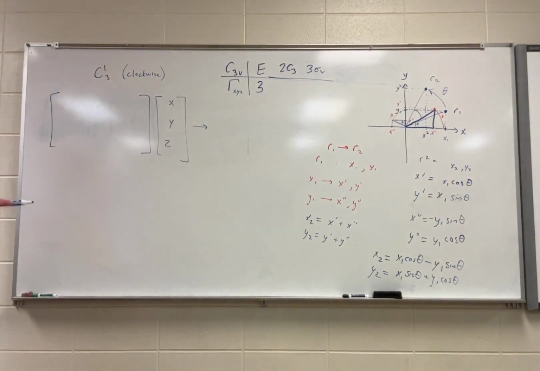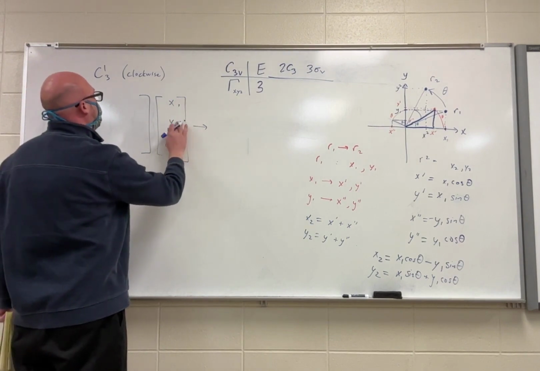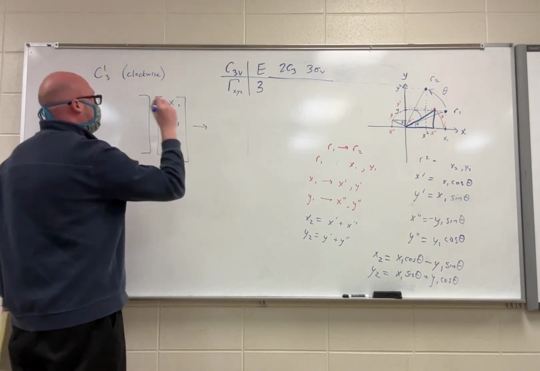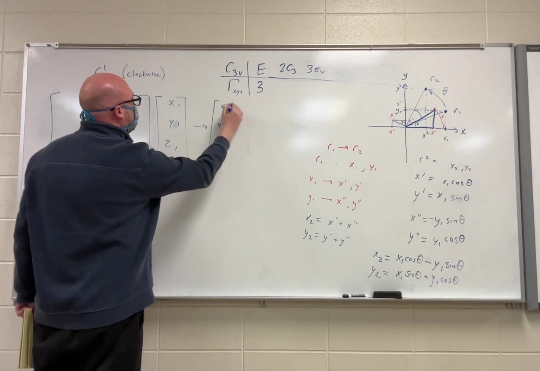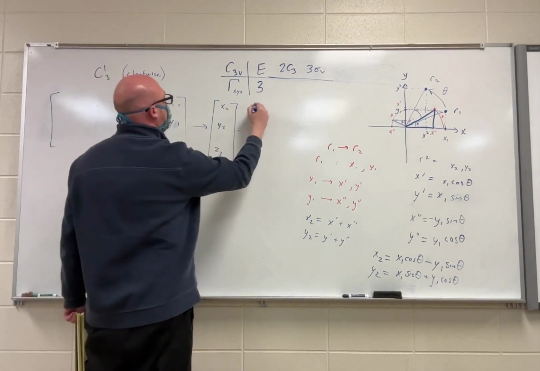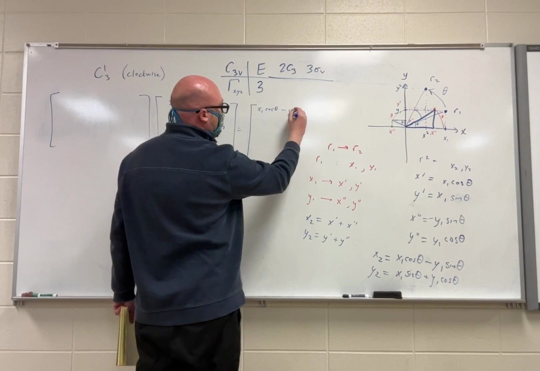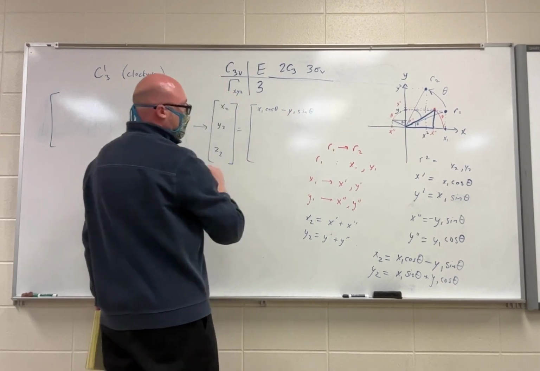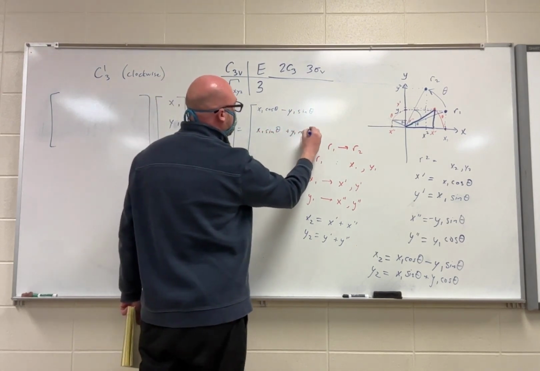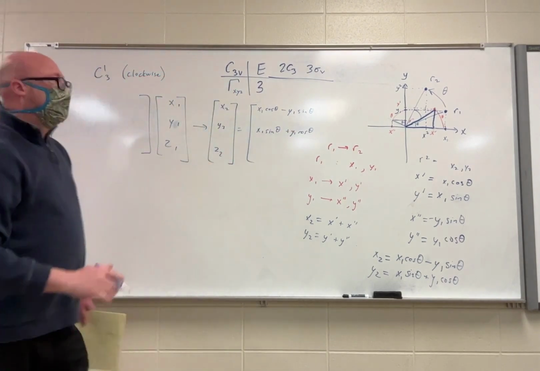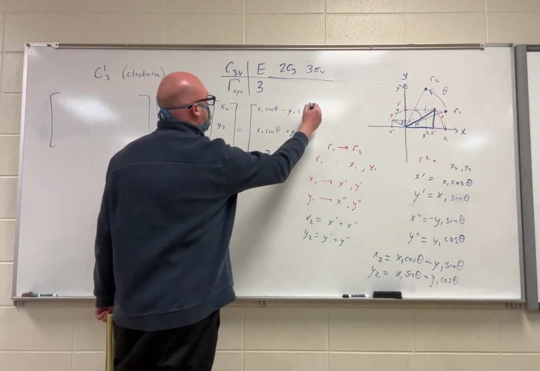Okay? And now we can write the transformation matrix. We start with x1, y1, z1. We're going to go to x2, y2, z2, which is equal to x1 cosine theta minus y1 sine theta. And then y2 is x1 sine theta plus y1 cosine theta. And then z2, since the rotation is about the z-axis, the z component is unchanged. So it's just going to be z.